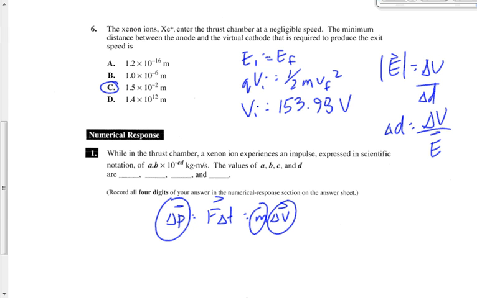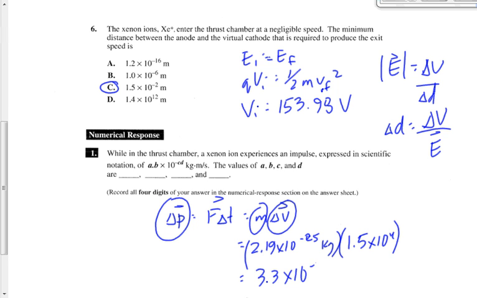We got the final velocity. We just used it in question number 6. The mass is 2.19 times 10 to the minus 25 kilograms, and given to us in that big long page of information. And the change in velocity, the final velocity minus the initial, is 1.5 times 10 to the 4. Do the math there. It works out to be 3.3 times 10 to the minus 21 newton seconds, or 3.321.